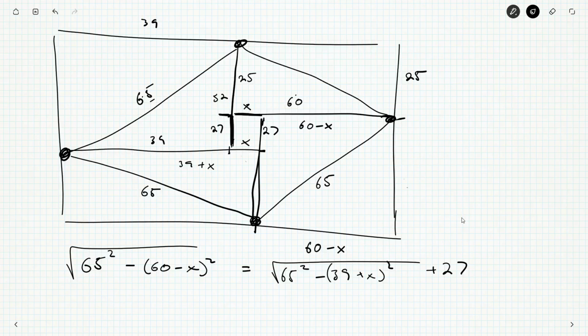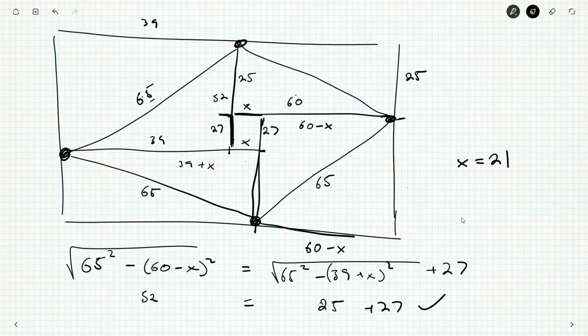I get 52, so I think 52 over here. Adding 21 to 39, I'd get 65 squared minus 60 squared. And square rooting that would be 25. And if I add 27, then, okay, hurrah, it works out. So x has to be 21. But again, I am really, really not happy with that.